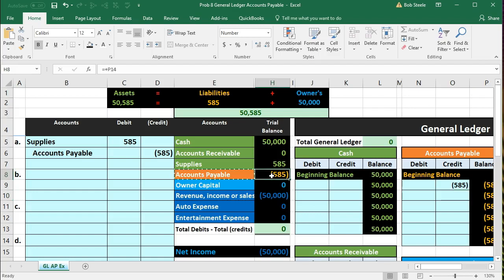Remember that this means that accounts payable is going up in the credit direction, not a negative. It's not going in the hole. We don't have a negative accounts payable. We have it going up in the credit direction at this point.